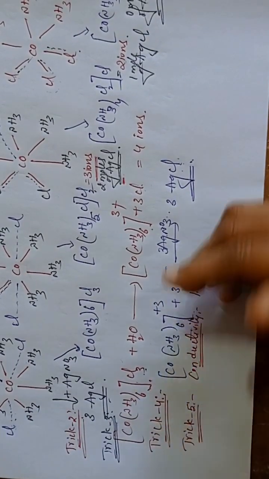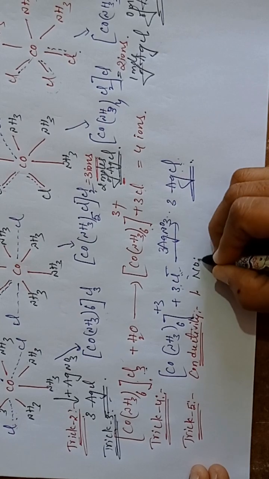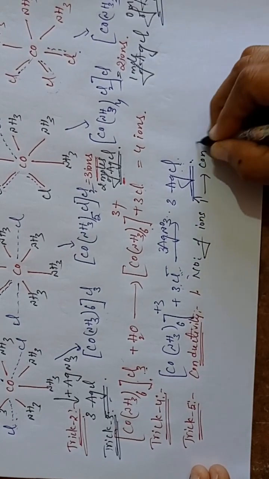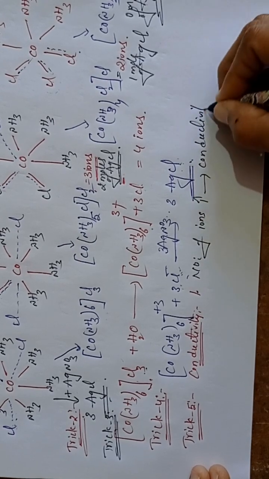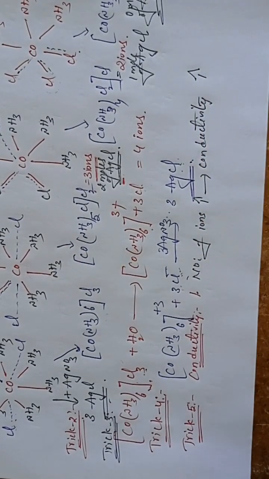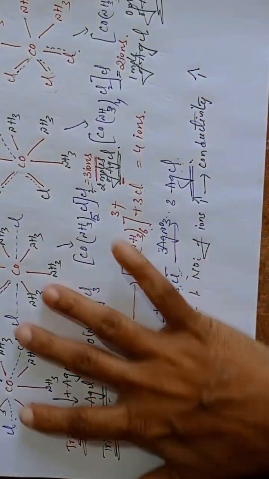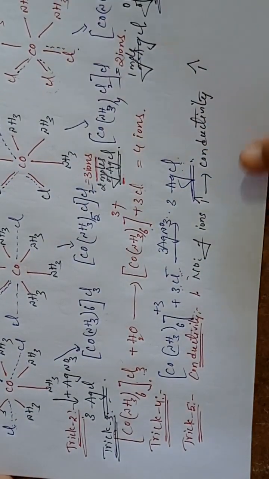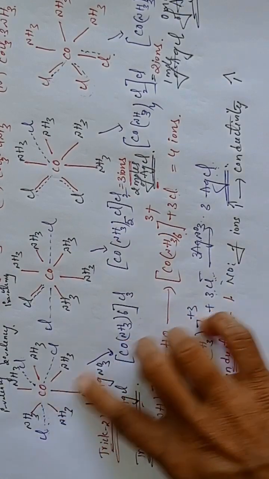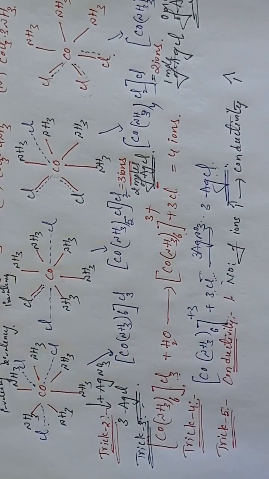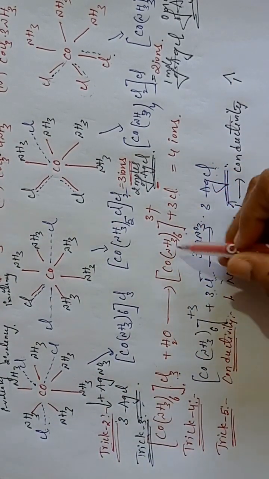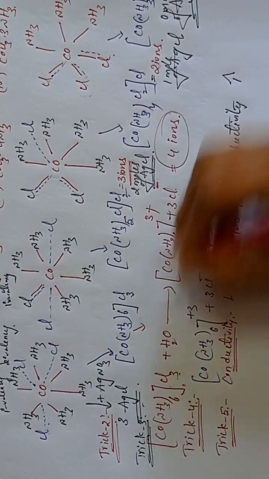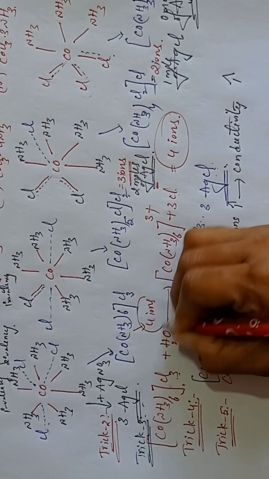First case is, number of ions more, then conductivity also more, students. Number of ions more, conductivity also more. See here, in these four compounds, which is having the more conductivity? Now tell me students, number of ions. So this one, how many ions giving? Total 4 ions, correct? Total here 3, this is 1, total 4 ions.